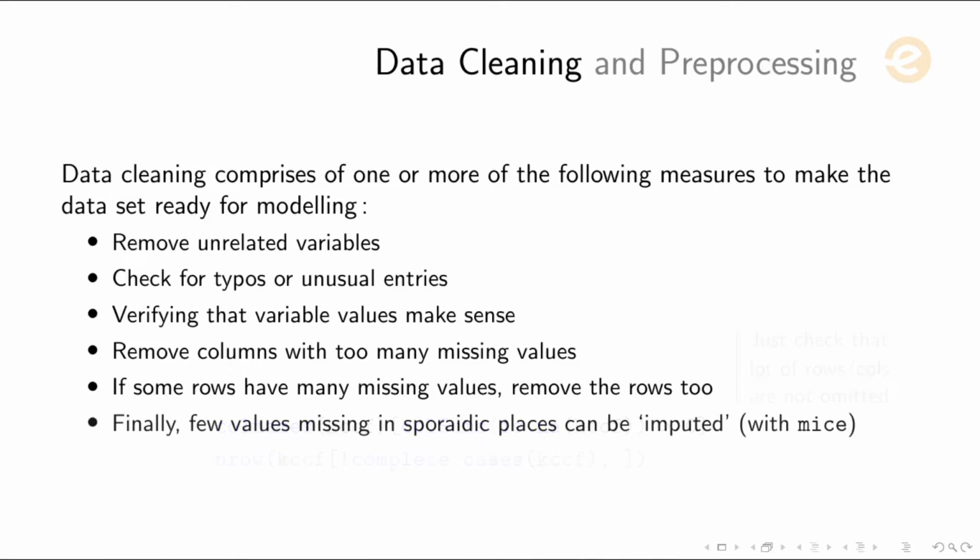So finally, if you have a few missing values in sporadic places, then you can impute them, or you can impose some synthetic values on them with particular packages or with the help of some algorithms. MICE is a very popular and very effective algorithm for that in R. So with these, we see how missing values or typing errors can affect the data, and they need to be cleaned or preprocessed before we go into the model.